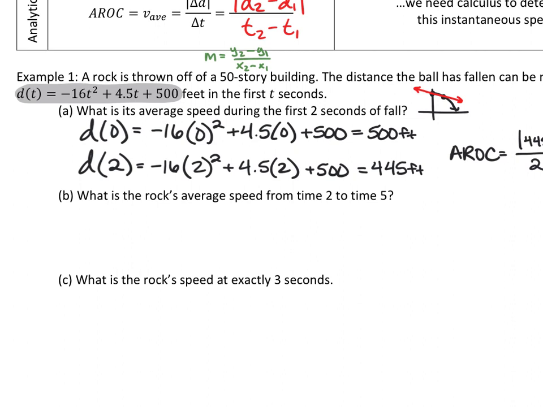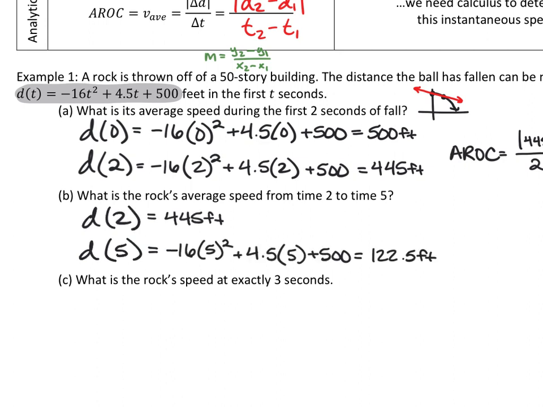Y'all have got part B. What is the rock's average speed or average rate of change from time 2 to time 5? As a hint, you need to find out how far it's fallen at time 2, which we already know, and how far it's fallen, or what height it is, at time 5. I'll give you a second to figure out what that average rate of change is. So we get at time 5, the rock is now at 122.5 feet, right?